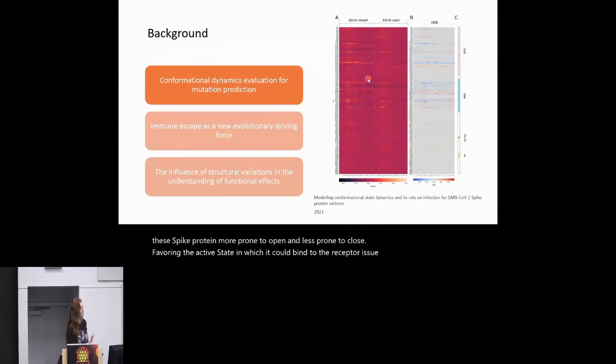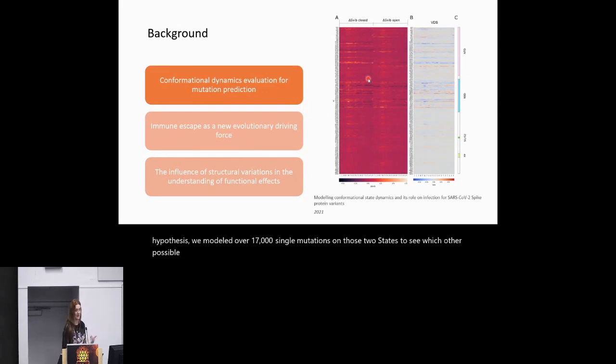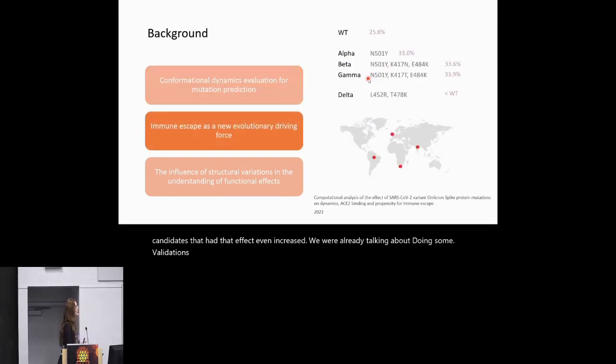Based on this hypothesis, we modeled over 17,000 single mutations on those two states to see which other possible mutations would have the same effect. And we found quite some good candidates that had that effect even increased. We were already talking about doing some experimental validations of those candidates.